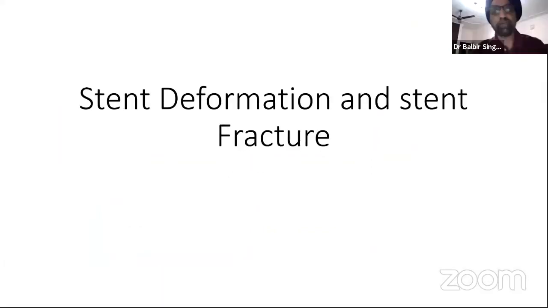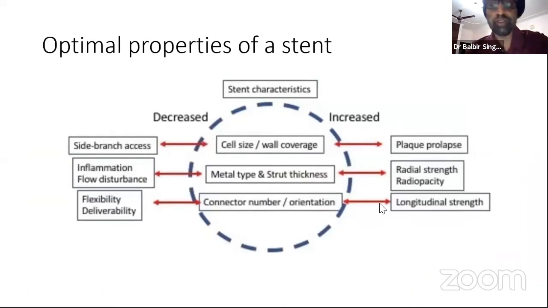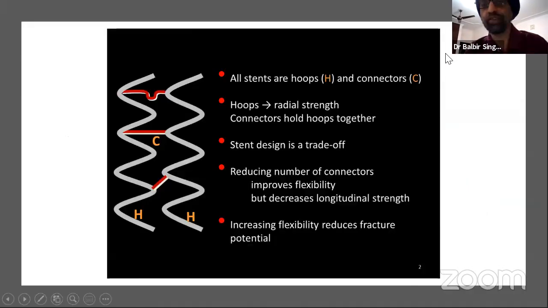So we are going to speak on stent deformation and stent fracture. So we know we want an ideal stent, we want a deliverable, deployable, and with a good long-term effect. But we also want that these shortcomings of deformation and fracture shouldn't happen. We want it to be fracture resistant. So how does this happen? So we want a good radial strength, we want a good longitudinal strength, we want flexibility. So if we want everything, then there is a trade-off.